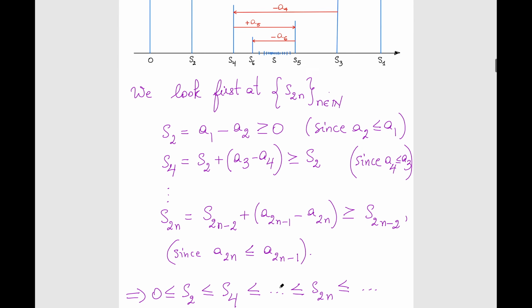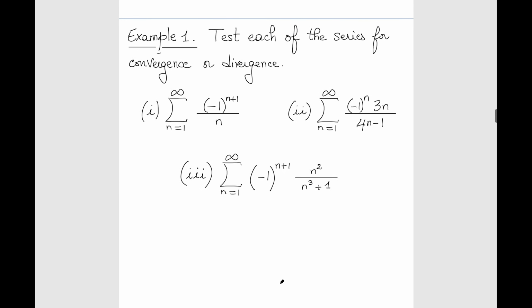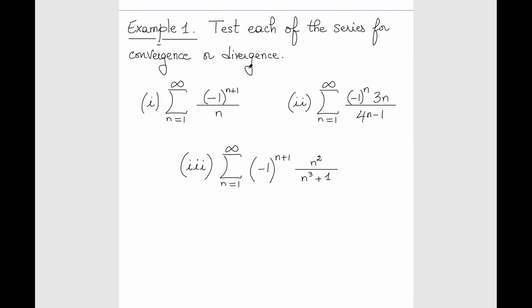All right, let's apply this theorem. Example 1. Test each of the series for convergence or divergence. The first one: the series whose terms are (-1)^(n+1) divided by n. This is reminiscent of the series whose terms are 1 over n, the harmonic series, but now the terms alternate in sign, and that is referred to as the alternating harmonic series.